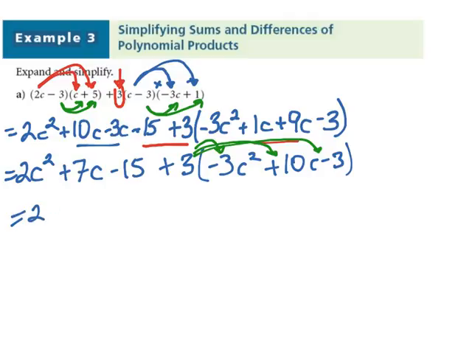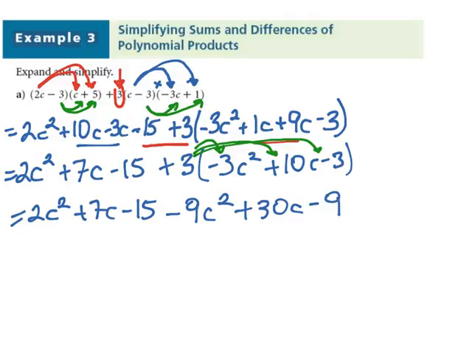I'm going to recopy the terms that we are not using in this part of the operation. And now we're going to multiply 3 by negative 3c squared, which is not positive 9, but negative 9c squared. Plus 3 times 10 is 30c, and 3 times negative 3 is negative 9. Now I notice I dropped the bracket. The bracket is not needed anymore because we already expanded with multiplication of 3. So now the expansion is complete.